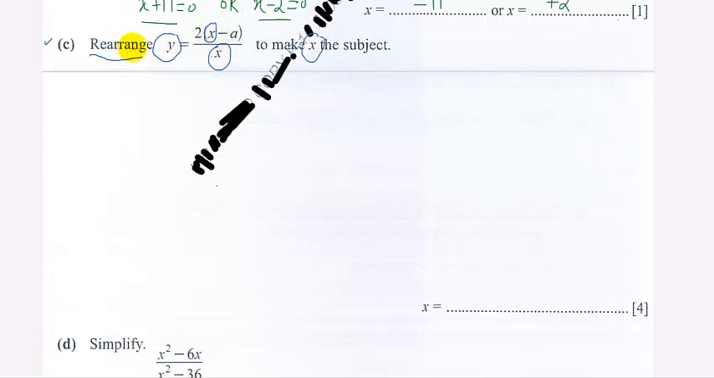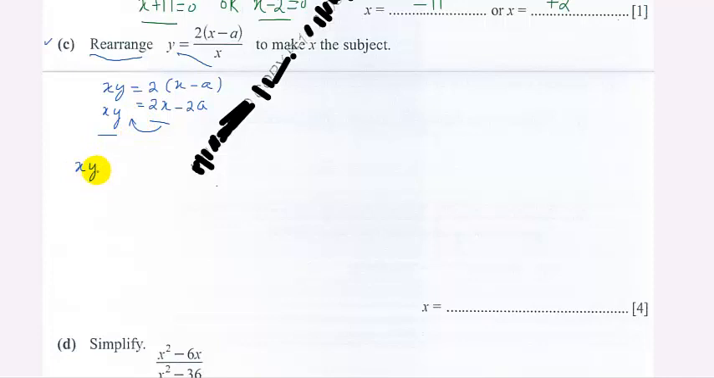So what we do here, we will cross multiply. Multiply this x with y. It will be xy equal to 2 into x minus a, and multiply this 2 inside the bracket: 2x minus 2a. Now xy is in this term and in this term, so bring both of them on one side. It will become xy minus 2x is equal to minus 2a.